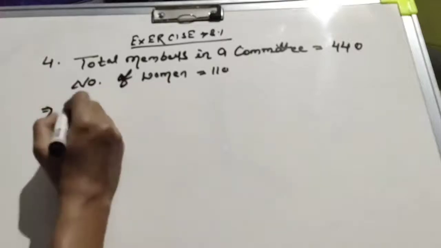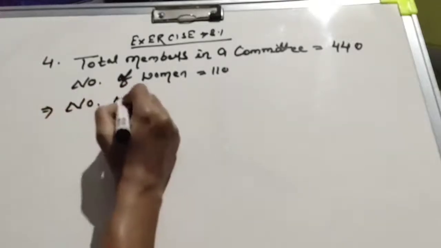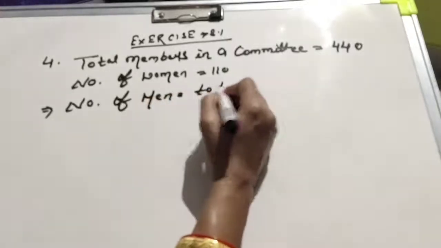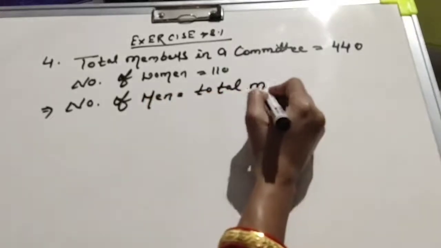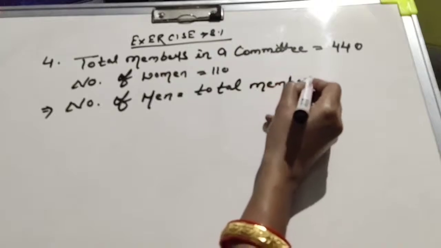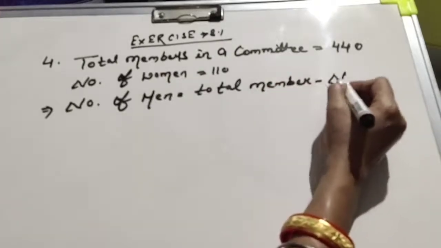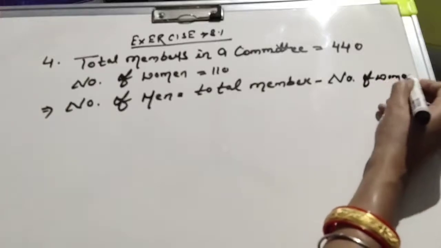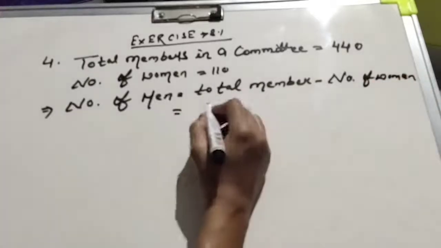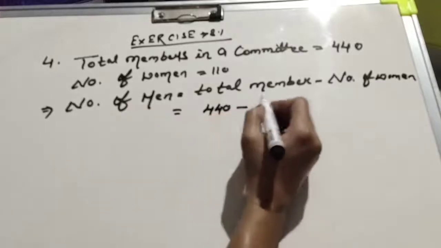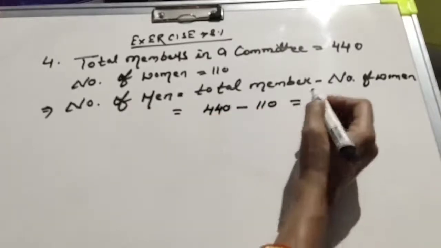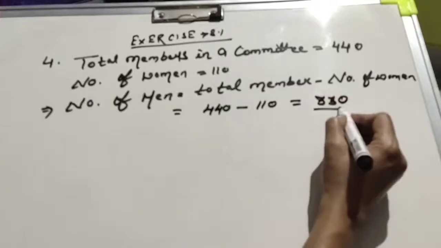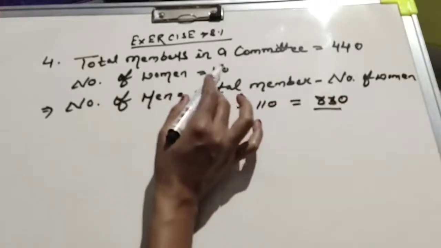So simply number of men is equal to total members subtract with number of women. I have no space, so I have written here a shortcut process. You have to write in a long way. So 440 subtract with 110 is equal to 330. So number of men is given 330, number of women is given 110.